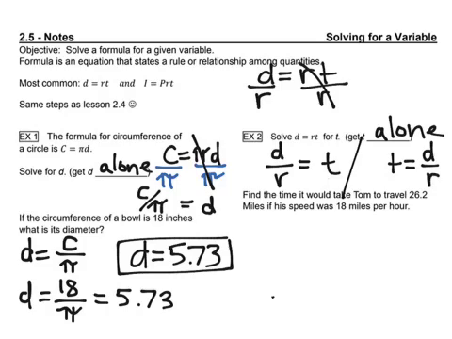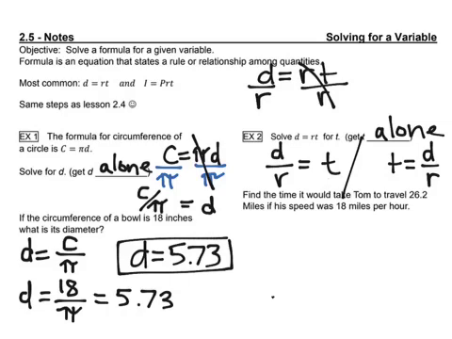Find the time it would take Tom to travel 26.2 miles, that's one marathon, if his speed was 18 miles per hour. He must be riding a bike because that is very, very fast. 10 miles per hour is a 6-minute mile. So he is going very, very fast. He must be on a bike.